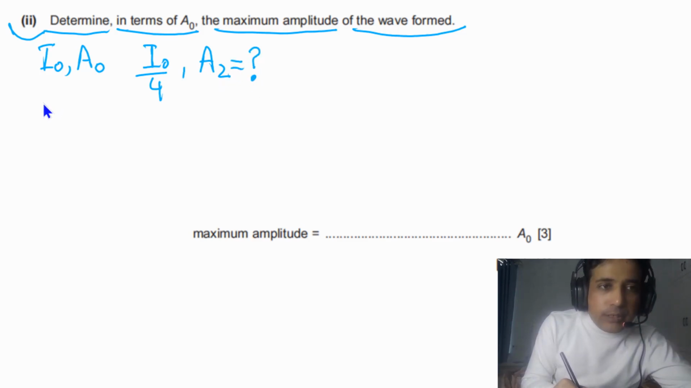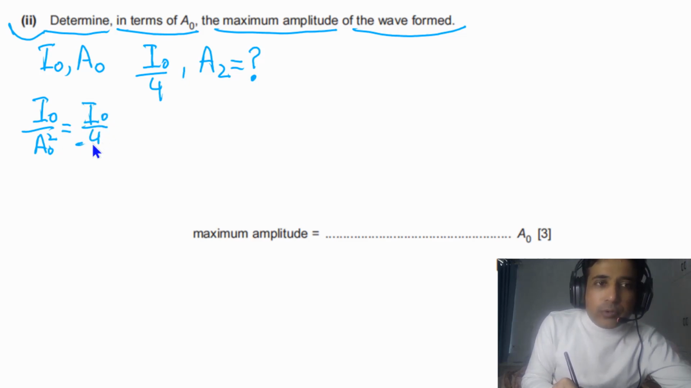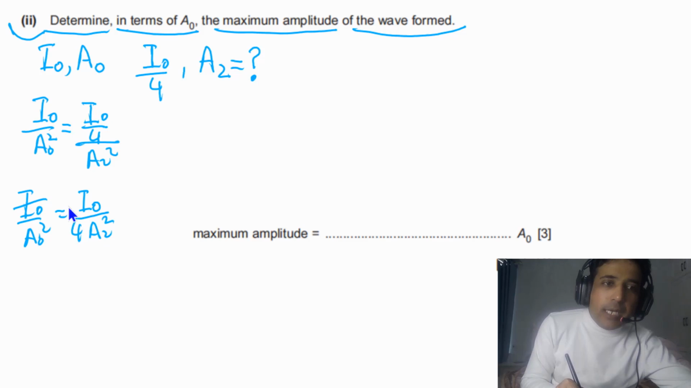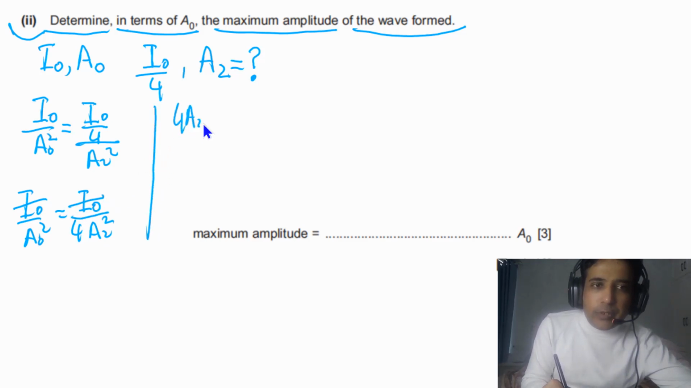In this case, we need to understand that the ratio between intensity and amplitude square is constant. So we can say I naught by 4 divided by A2 square is also constant. So we can simplify this one. We can say I naught by A naught square will be equal to I naught divided by 4A2 square. So I naught we can cancel with I naught. Then we can write 4A2 square has to be equal to A naught square.